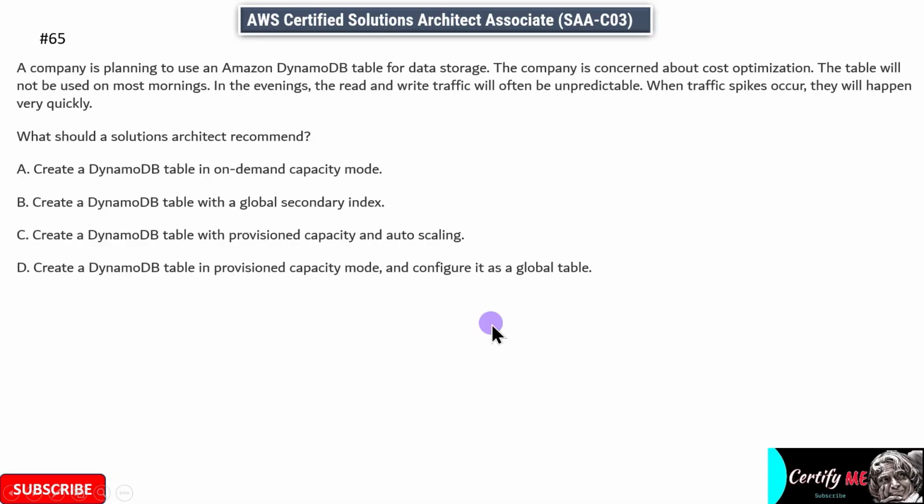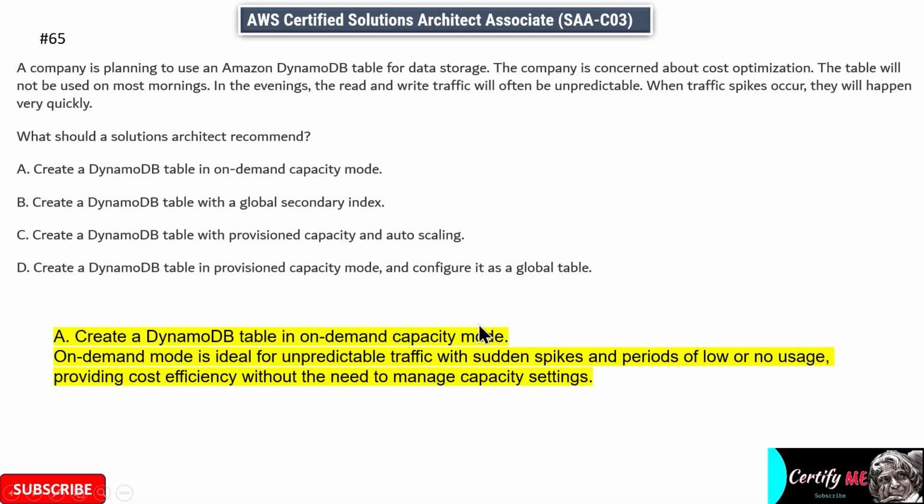The correct answer is option A. On-demand mode is ideal for unpredictable traffic with sudden spikes and periods of low or no usage, providing cost efficiency without the need to manage capacity settings.